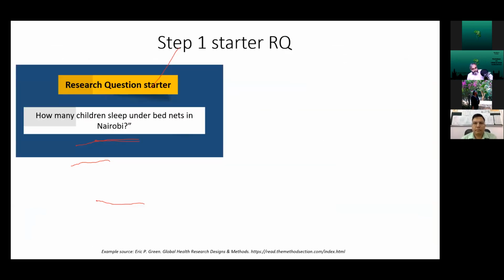I am in Nairobi. Nairobi is Kenya's capital and a very interesting character in Money Heist. And the question is, how many children sleep under bed nets in Nairobi? This is what I was interested in. I wrote that down. I did not hesitate for want of the best research question. I just wrote it down. Now, had it been an offline session, I would have asked, what is the problem with this? But I'll give you about 30 seconds. What is the problem with this research question?